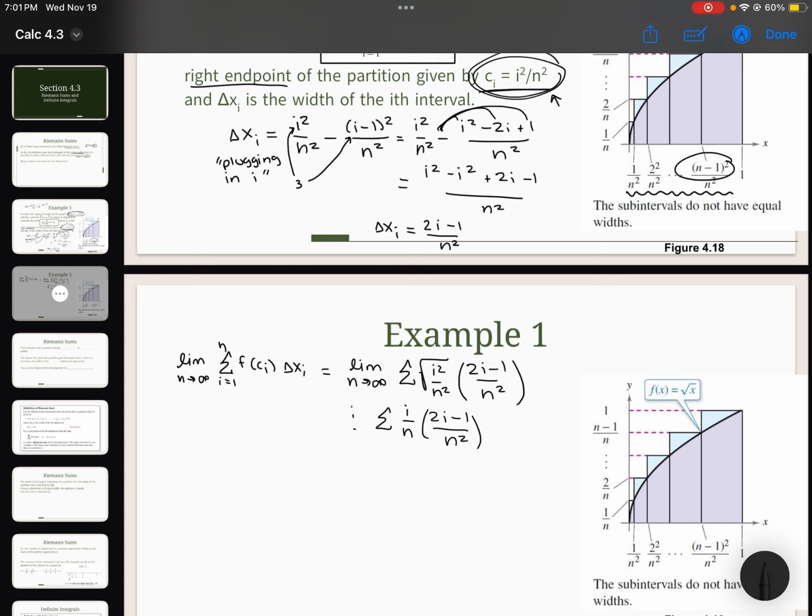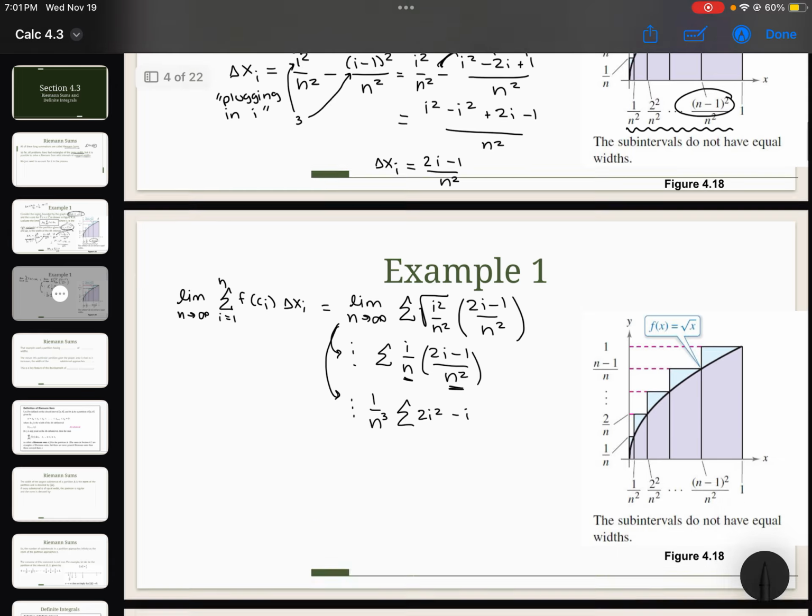Let's go ahead and pull out the n's. Again, the dots are just representing the limit, just to remind us, hey, we're still taking the limit. So I'm going to pull out a 1 over n cubed. I have n times n squared, that gives us n cubed. Summation of i times (2i minus 1). Let's go ahead and distribute that. So 2i squared minus i.